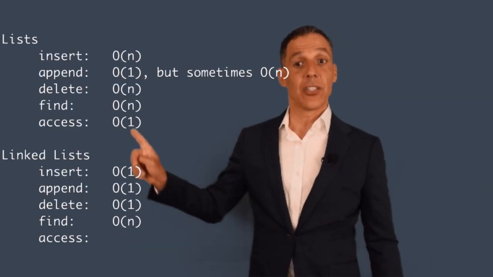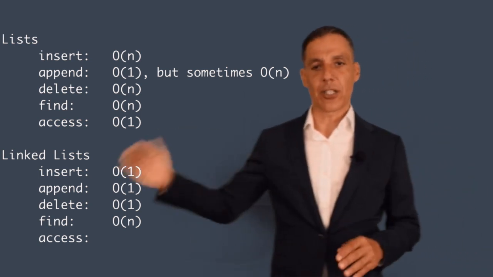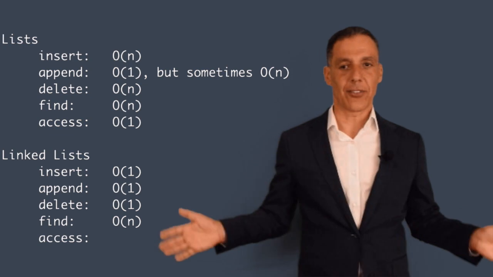Now, find, just like a list, is big O of n. These lists aren't sorted. You got to start in the first element, and you got to get through the whole list. It doesn't help, doesn't hurt.